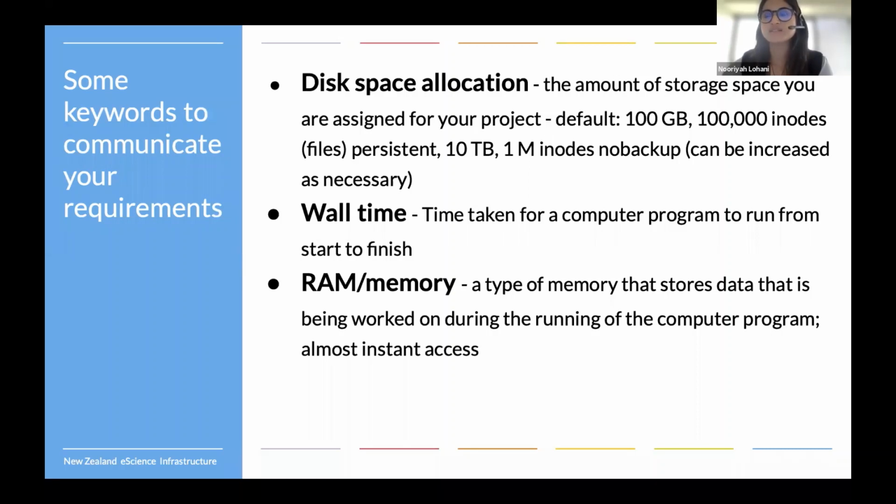The other important aspect to this is random access memory, or just memory. It's basically a type of memory that temporarily stores your data so close to the compute that it can almost instantly access it. So once you start running your computer program, there will be memory attached, very close to the CPUs, where the CPUs can go into the data, work on it, and give you outputs.